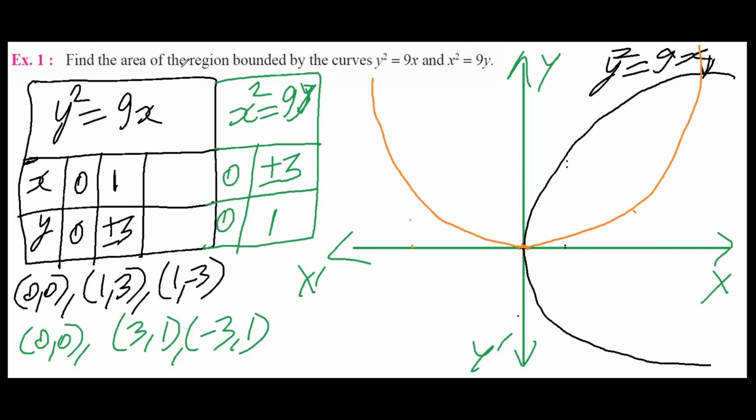So find the area of the region bounded by the curves, this and this. So which area is bounded between these two curves? This is the area bounded.